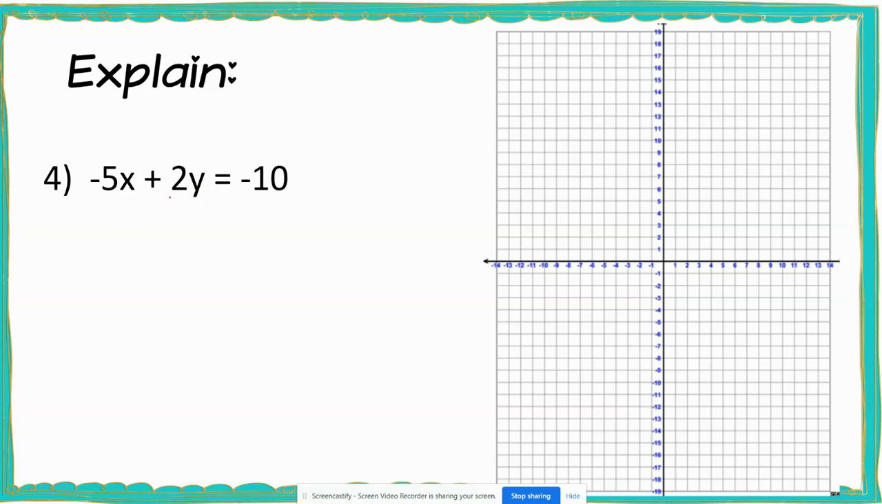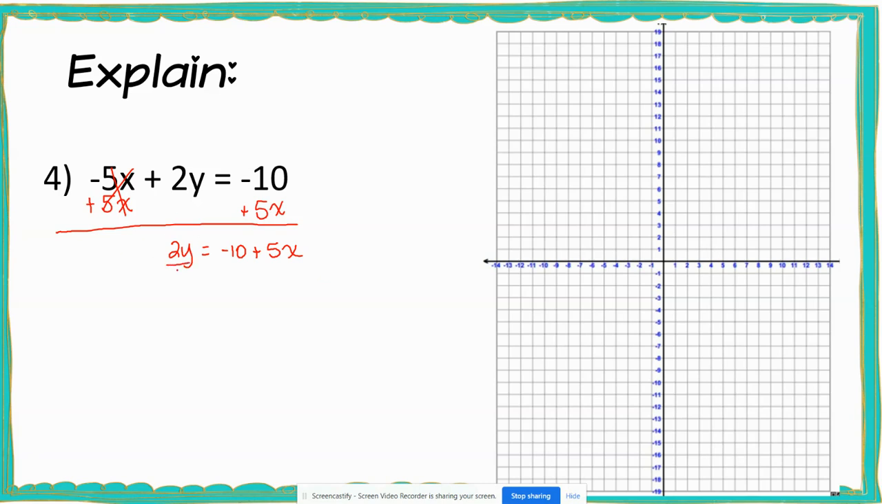Number 4 says negative 5x plus 2y equals negative 10. Well, the first thing we need to do is get rid of negative 5x. And since it's a negative 5x, the inverse is adding 5x, which we will do on both sides of this equation. Then we're left with positive 2y, and we have negative 10 plus 5x on this side.